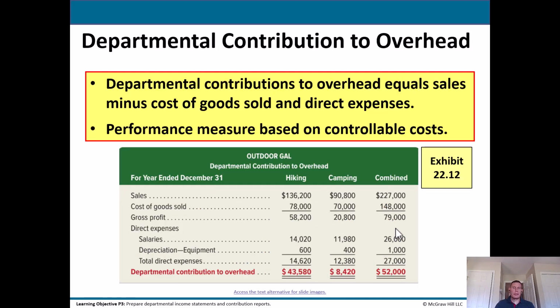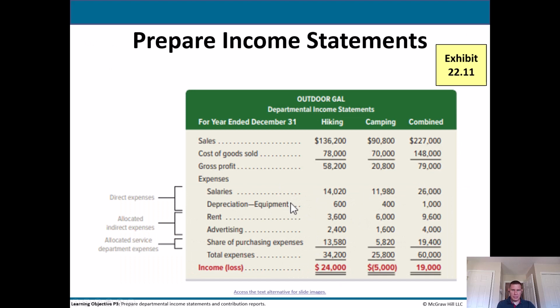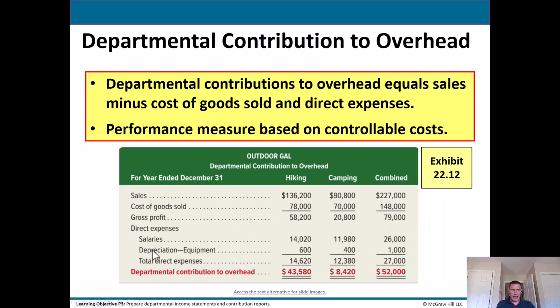All right, let's now talk a little bit about the departmental contribution to overhead. So the departmental contribution to overhead equals sales minus cost of goods sold and direct expenses. And the performance measure is based, of course, on controllable costs. So we can see here we've got our sales. We just saw this. If we go back, right, cost of goods sold, gross profit, etc. And then we have our salaries, depreciation expense, and then we have our total direct expenses, right?